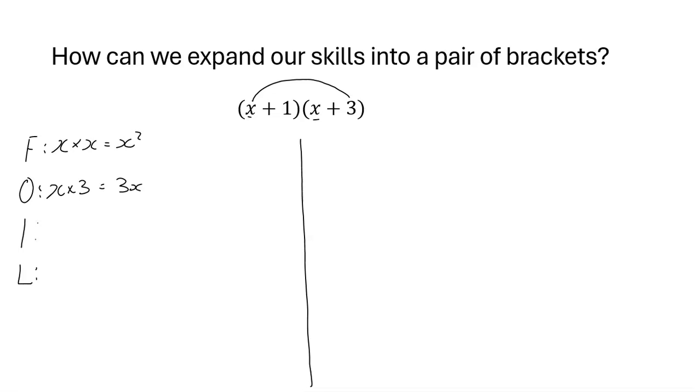I, for inner, means I'm going to multiply these two inner elements together. So in this case, I'm going to do 1 times x, which quite simply gives me x. And then L means last. The last two elements of the brackets go together. So in this case, 1 times 3, which gives me 3. Now what I have to do is I have to put all of these elements together to give myself something.